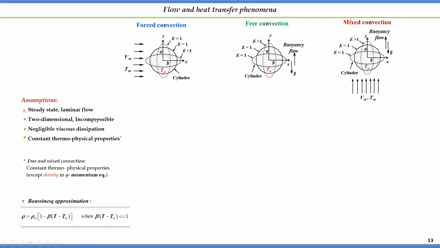What are these thermophysical properties? They belong to your fluid: specific heat, thermal conductivity, viscosity. All these properties we are considering constant, and this is reasonable, believe me. Why? Because the temperature difference between the fluid and our geometry is such that these properties can be considered constant, and they really are constant if the temperature difference is small in reality. For free and mixed convection, we have to consider certain more assumptions, which we will discuss later on.